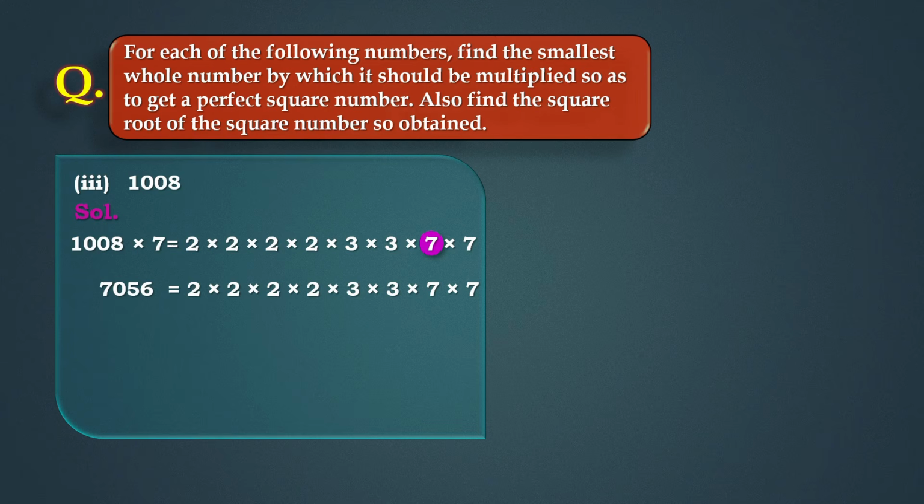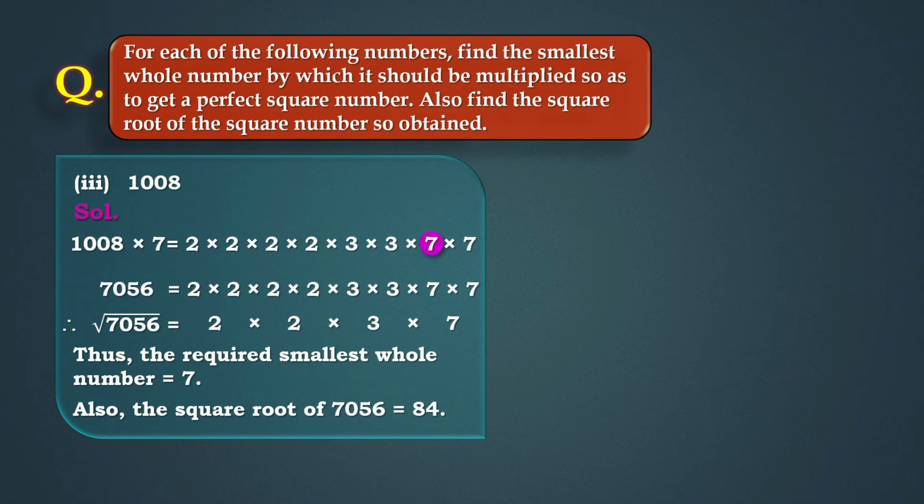Next, take one number from each pair. So, the square root becomes 2 multiplied by 2 multiplied by 3 multiplied by 7. Now, multiply step by step. 2 multiplied by 2 is 4. 4 multiplied by 3 is 12. 12 multiplied by 7 is 84. Therefore, the smallest number required is 7. And the square root of the new number is 84. Keep practicing such questions to strengthen your understanding of perfect squares.